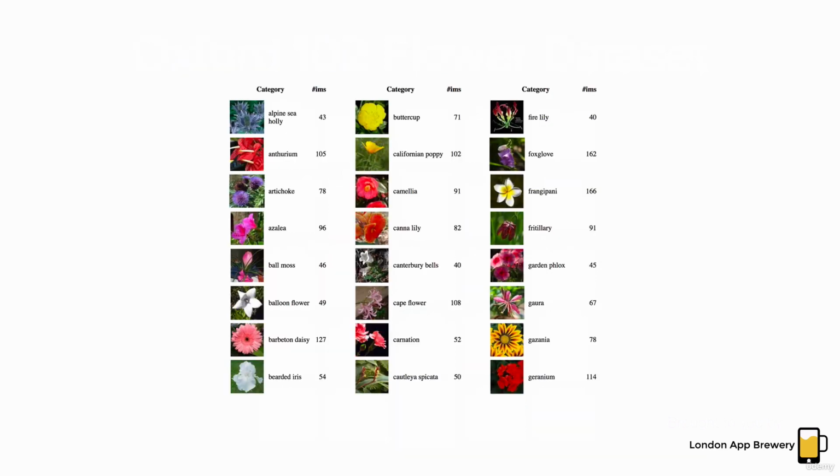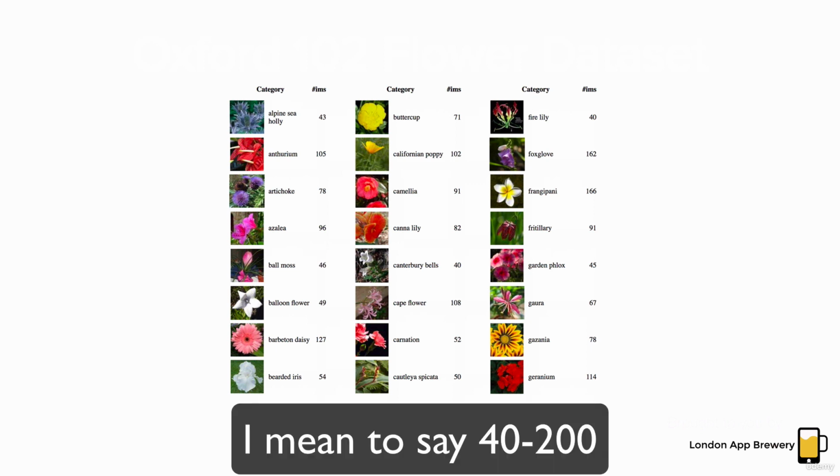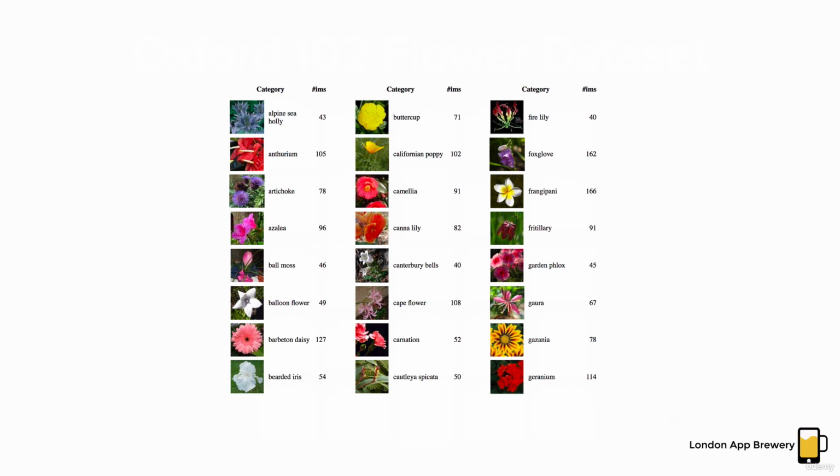And as you can see in their dataset, they've got anywhere between 40 and 200 images for each and every category. So for example, they have 71 images of buttercups. They have 102 images of Californian poppies. So images taken at different angles of the flower, at different stages of life cycle of the flower, so that if you train a machine learning model on it, it should be able to classify with relative accuracy what flower is in the image that you've taken.